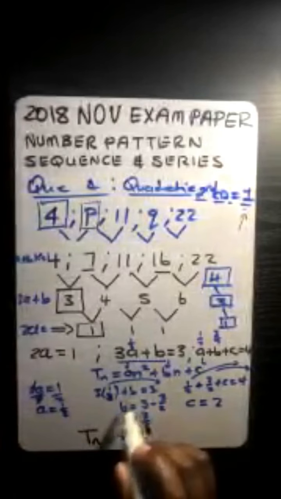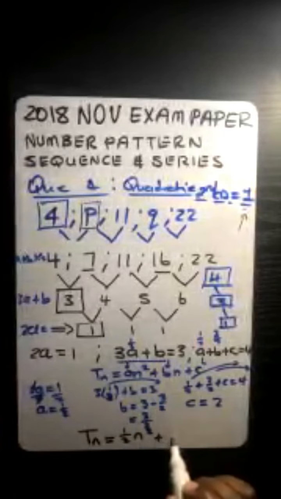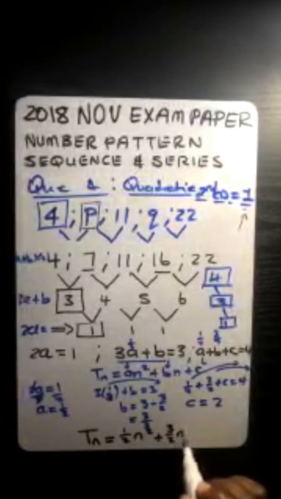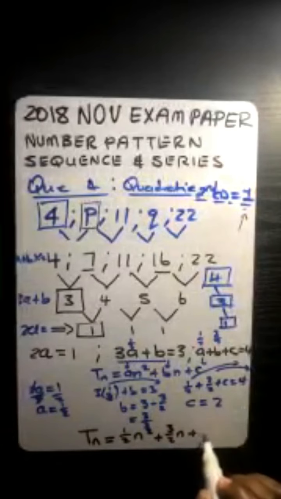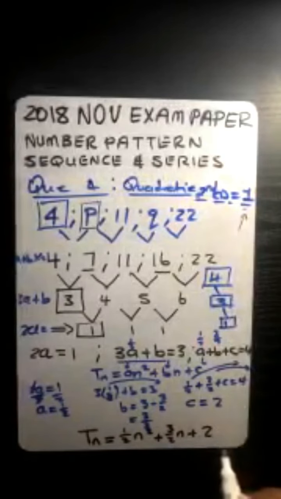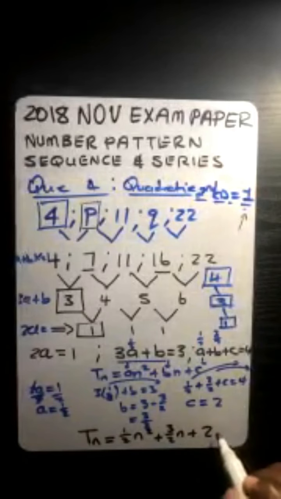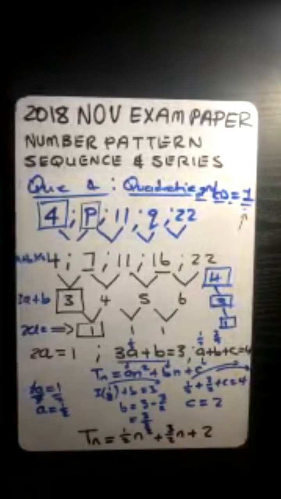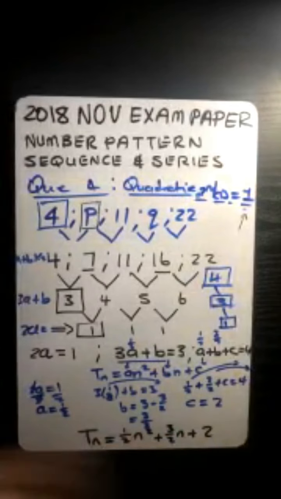So let's see, what are we having? We just have a half n squared. Did we have a positive value? Yes, it's a positive value. Therefore, it is plus 3 over 2 n. That one also is a positive value, that is why I'm writing a positive. So can you see, guys, this is the formula for the general term of that number pattern. So ladies and gentlemen, did you all understand that?